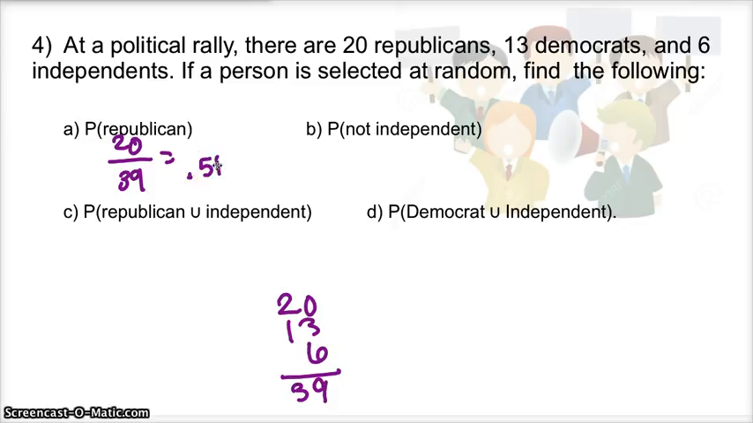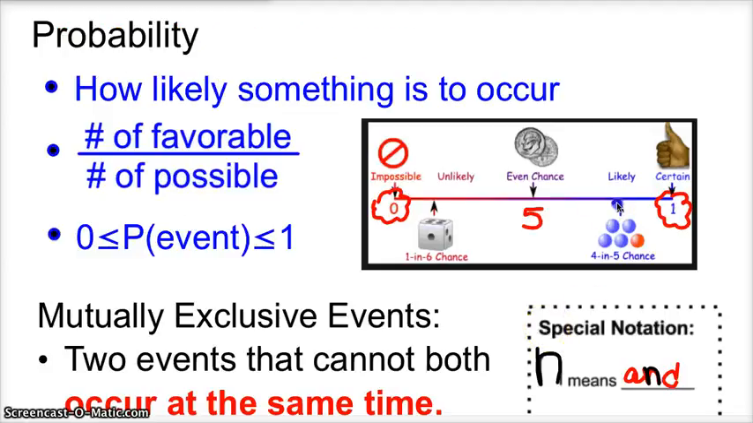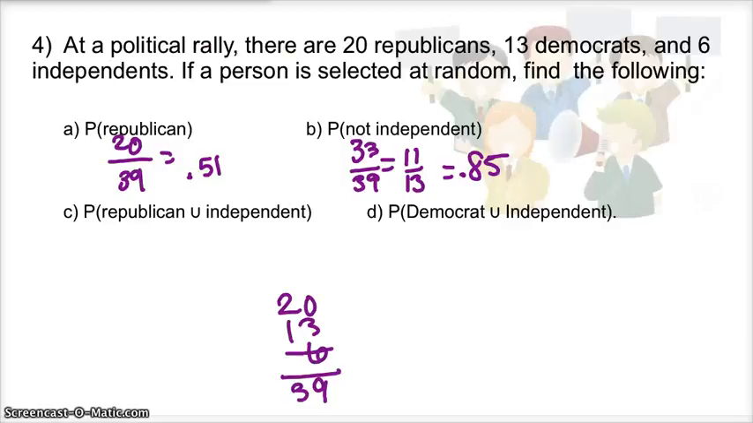The probability of selecting somebody who is not an independent, well, the independents are these 6 down here, so that's 33 that are not independent over 39. So you can either simplify the fraction, which would be 11 over 13, or again, if you're interested to look at what the percent would be, it would be 0.85. So looking back at how certain that would be, because it's so close to 1, it is very likely that it would happen, which makes sense. That's 33 out of 39 people.